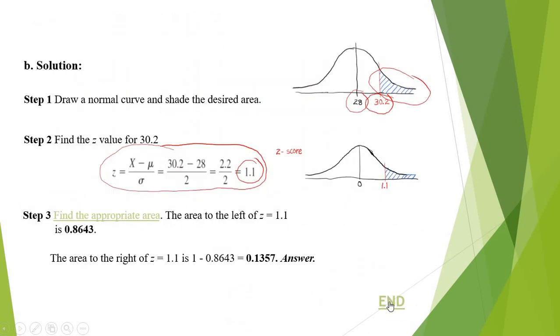Okay, so we have covered 3 illustrations of determining the probabilities for normally distributed variables. So we have 1 to the left of z, 2 to the right of z, and 3 between 2 z values.